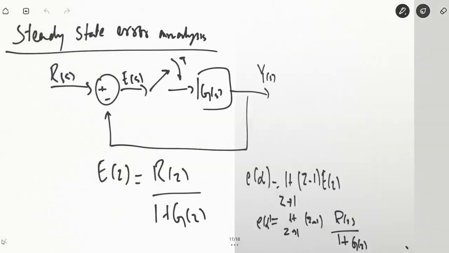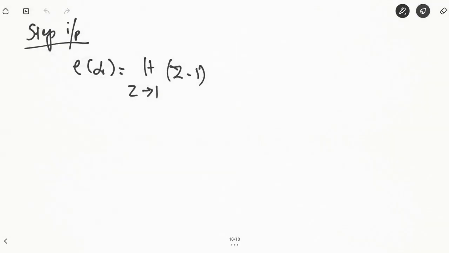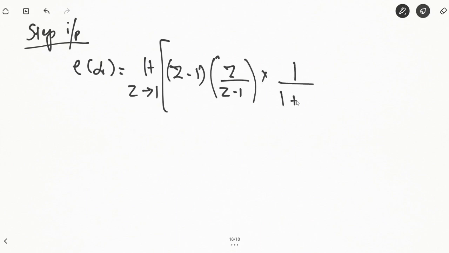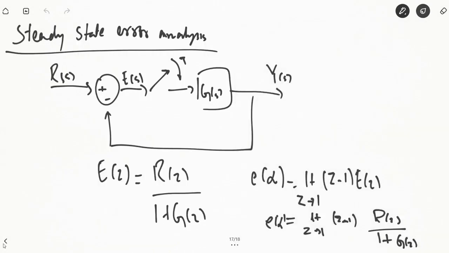So for a step input, E of infinity is equal to limit z tends to 1 of (z minus 1) R(z). Instead of R(z), I will write z divided by z minus 1, into 1 divided by 1 plus G(z). Fine. So E infinity is limit z tends to 1 (z minus 1) R(z) divided by 1 plus G(z).